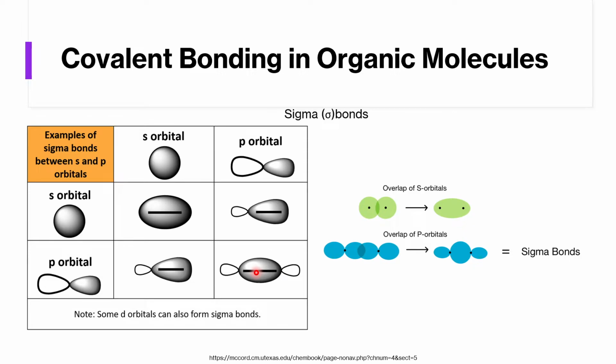So when we're looking at bonds like this, we are forming something called a sigma bond. With this sigma bond, we have orbitals directly overlapping over the top of each other. Really, they may just inflate in size. And these bonds are really, really, really strong.